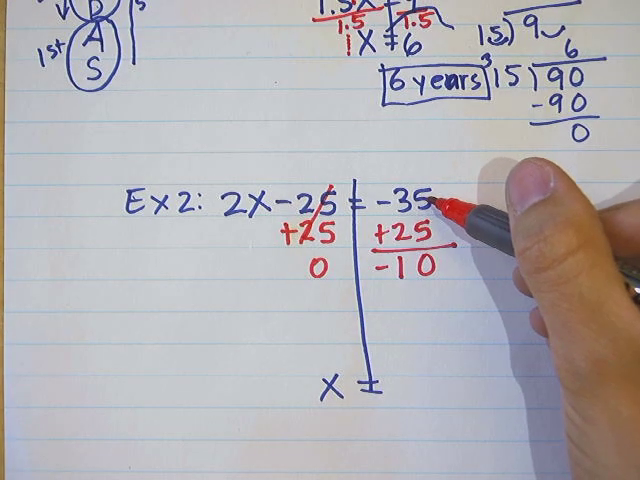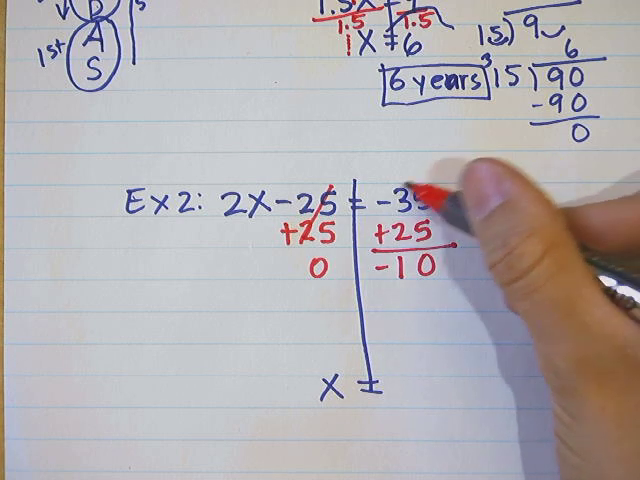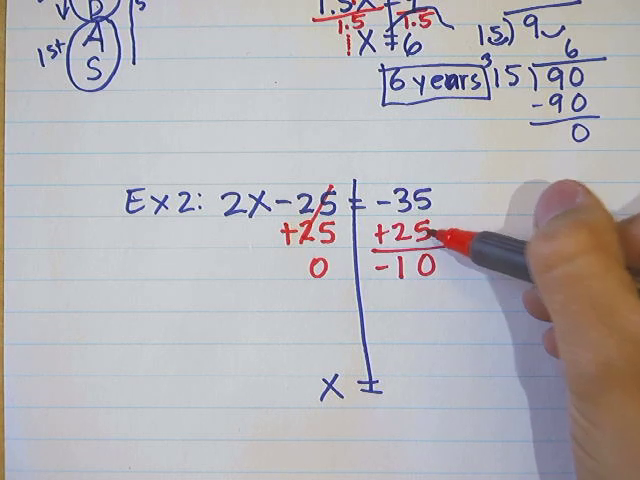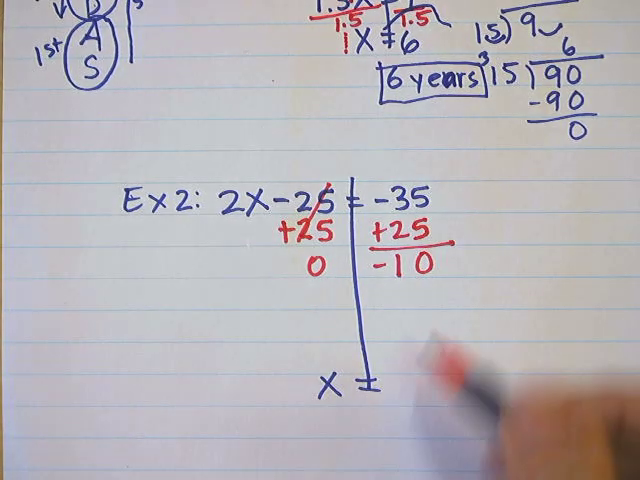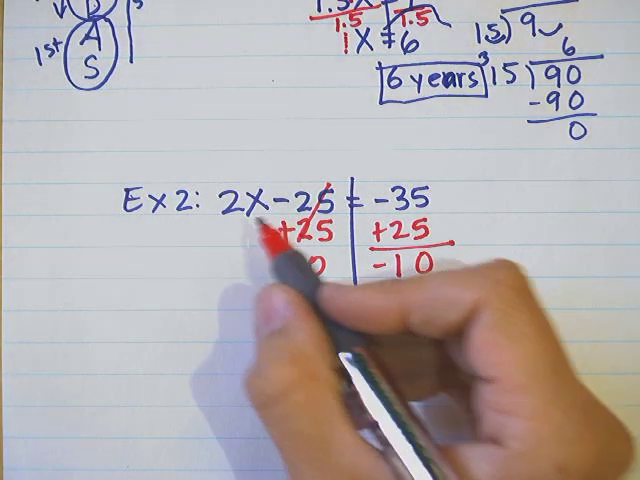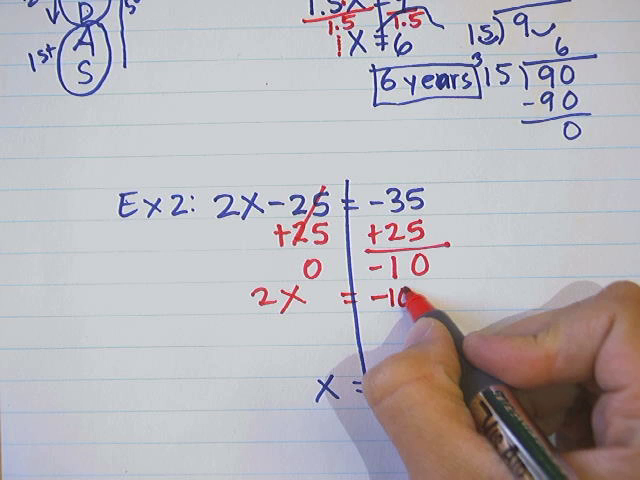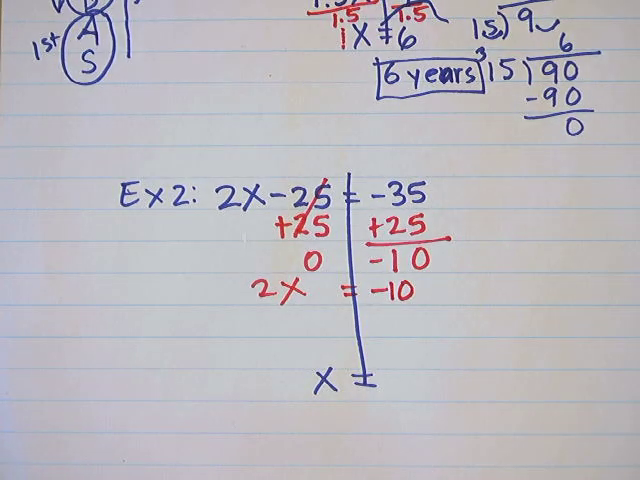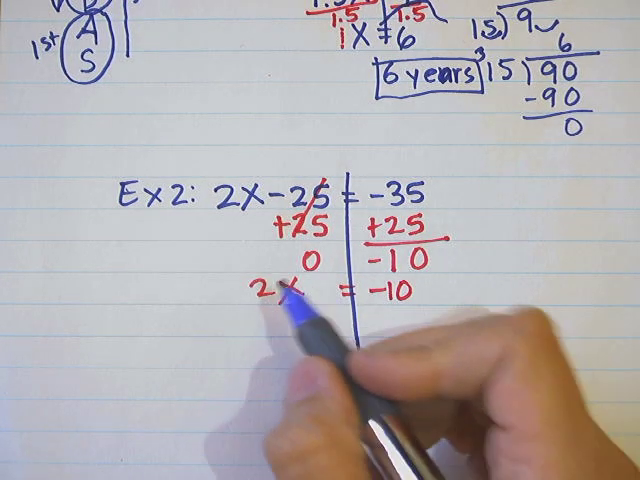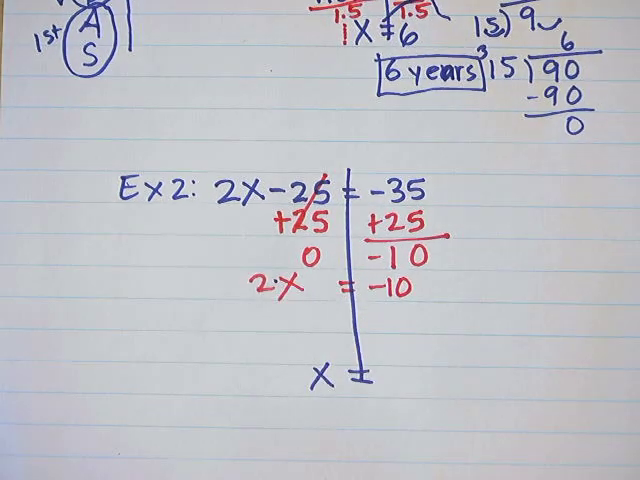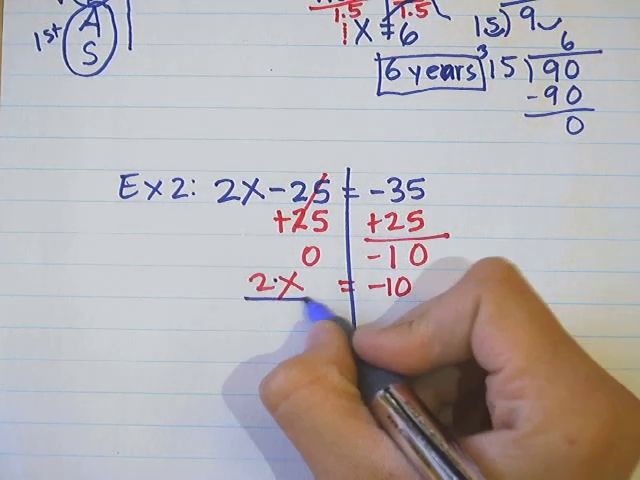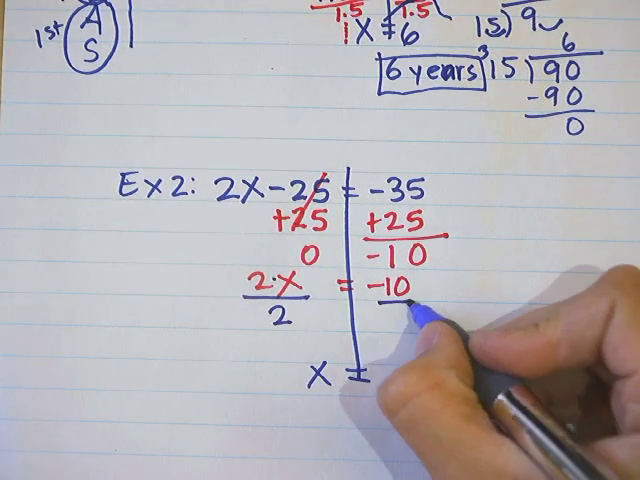So you have 35 negatives, 25 positives. You have more negatives left over. 25 zero pairs. So those negatives are left over. And we're left with 2x over here. Rewrite it again. Negative 10. So now I'm one step closer. Now I got to get rid of that 2. The 2 is being multiplied with x. So the inverse operation is to divide by 2.